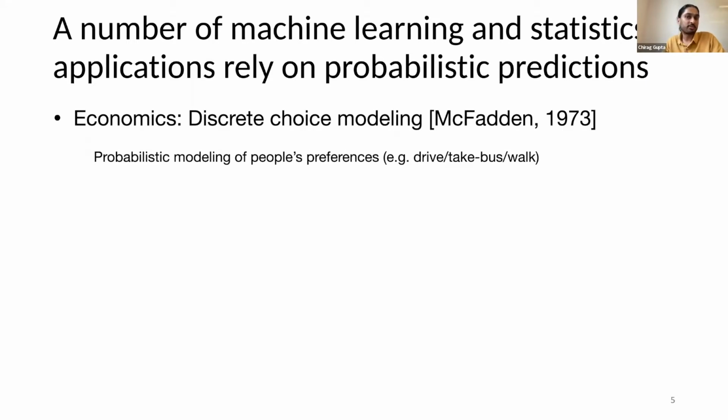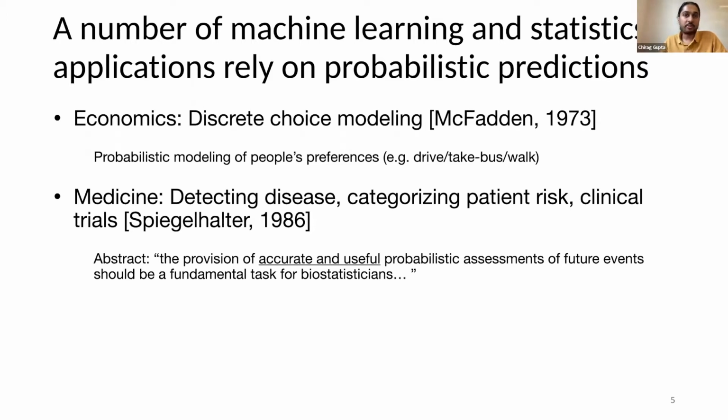And they've shown that this probabilistic modeling is actually useful to decide where to invest your funds in terms of developing various modes of transport and other things. Another natural application is medicine. And in this paper, Spiegelhalter argues that it's essential to have accurate and useful probabilistic assessments of future events, especially if you're looking for detecting the probability of various diseases or categorizing patient risk. Like if you have a limited set of beds, which patients do you admit and which you don't? And again, it's argued particularly that probabilistic prediction is very useful.